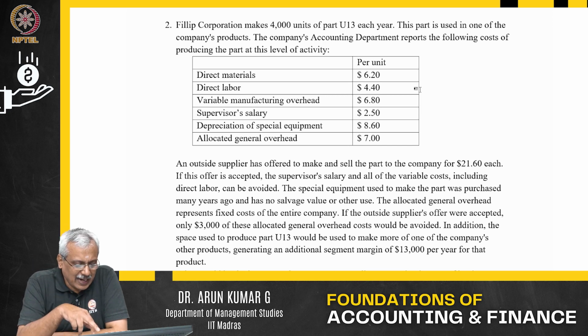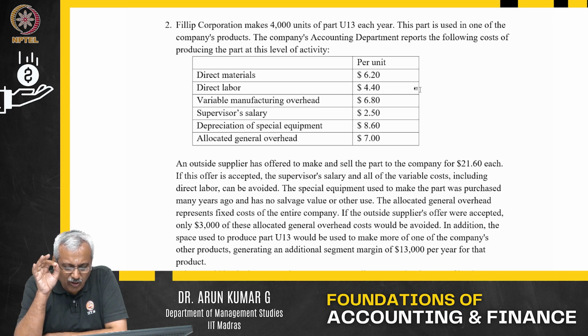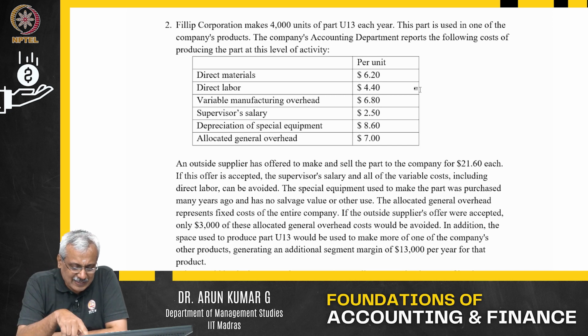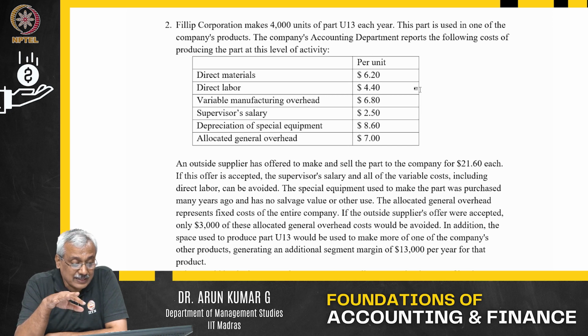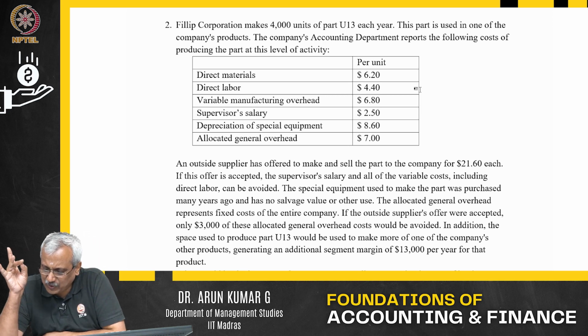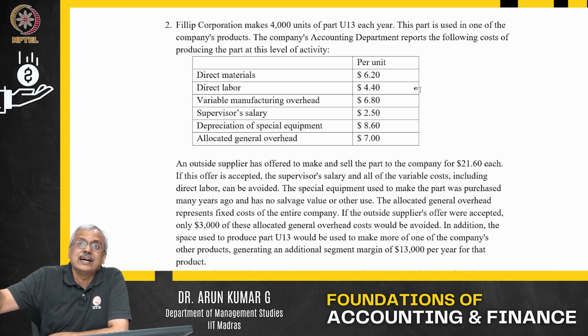The challenge is an outside supplier has offered to make and sell the part to the company for $21.60 each. If this offer is accepted, the supervisor salary and all other variable costs including direct labor can be avoided. Now please, there is a change. What is the change? Direct material, direct labor, variable manufacturing overhead and supervisory salary can be completely avoided.